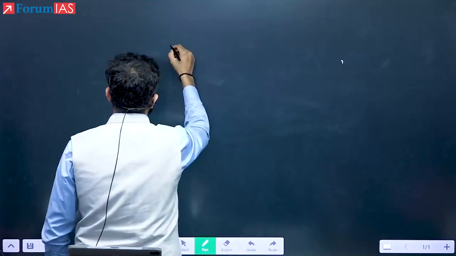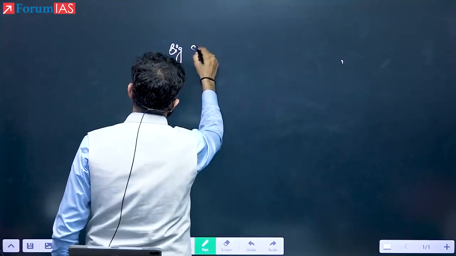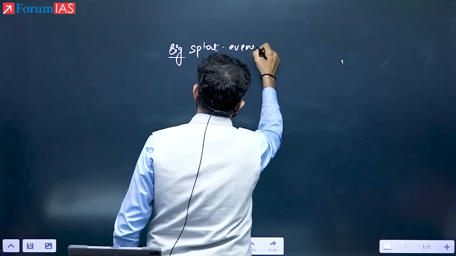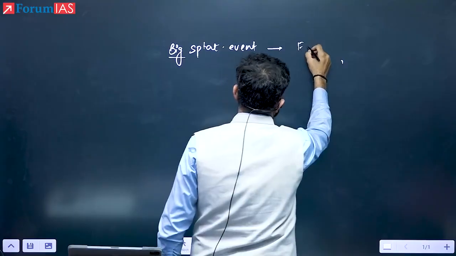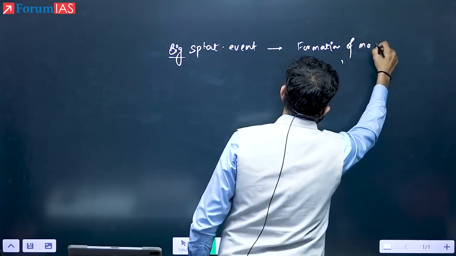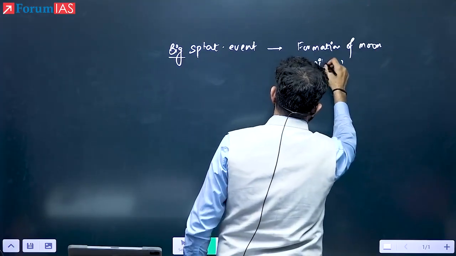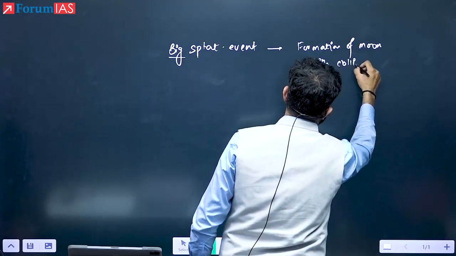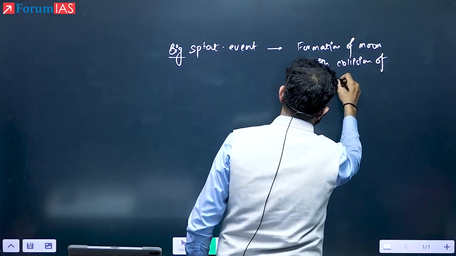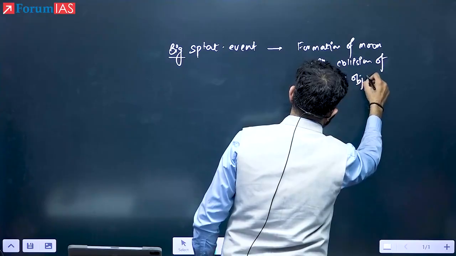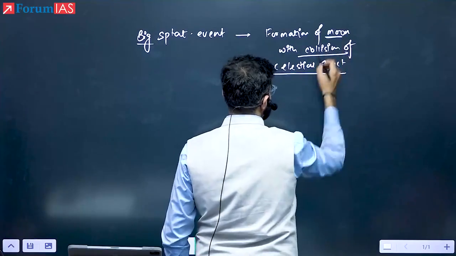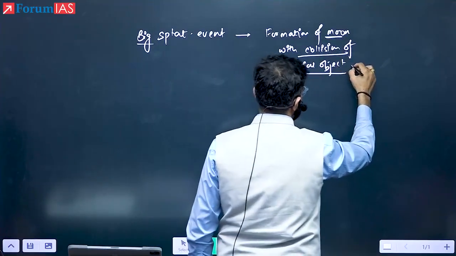That is, big split event, formation of moon with collision of celestial object, which was nothing but the formation of the moon with collision of a celestial object and Earth.